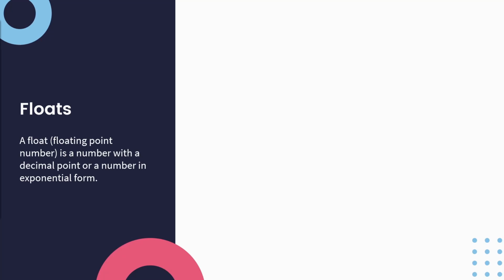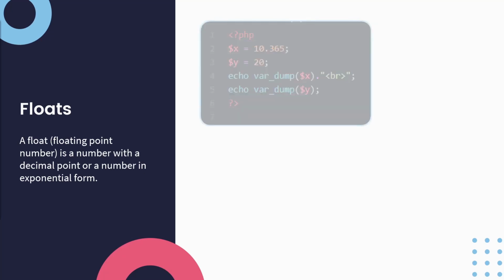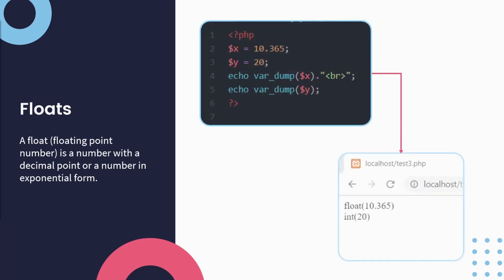The only difference is that they have a decimal point assigned to them, okay? And this is something we cannot achieve with an integer. And here is an example of what a float looks like. When we call echo var_dump on the two variables that we created, variable X has a decimal point, which is 10.365, and variable Y is an integer.